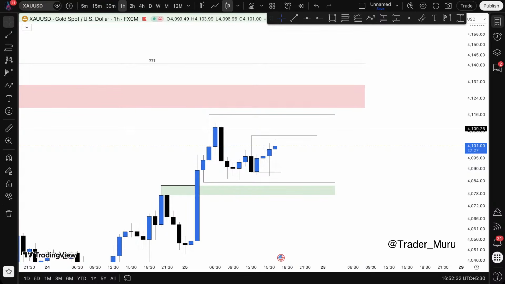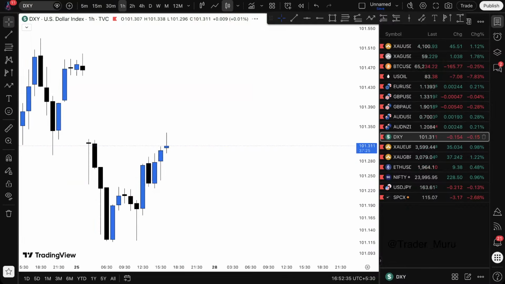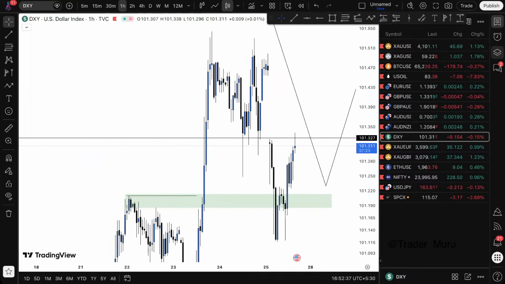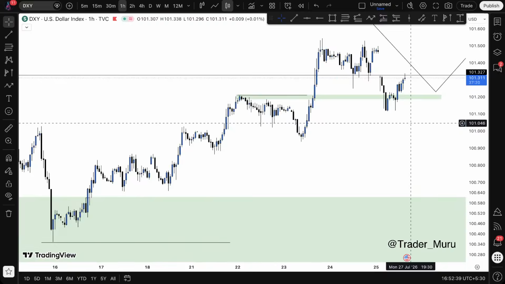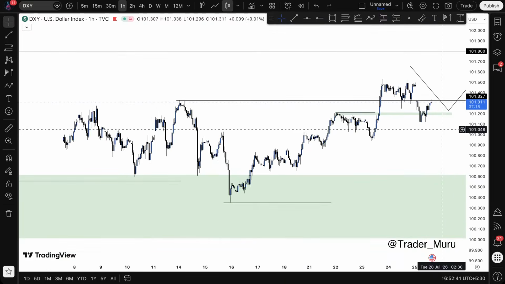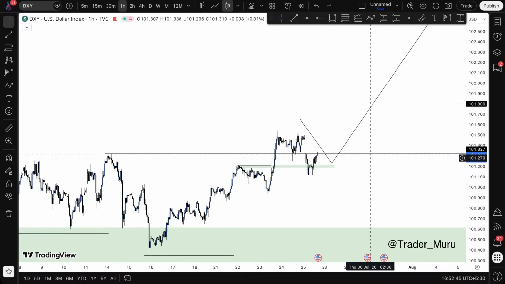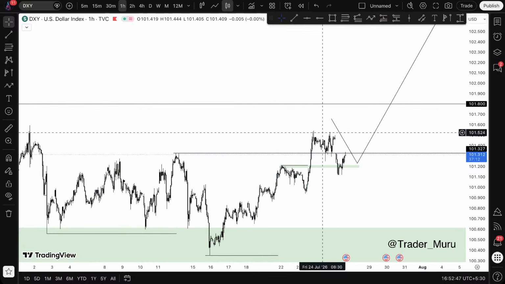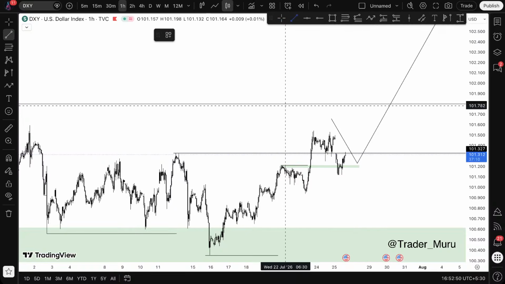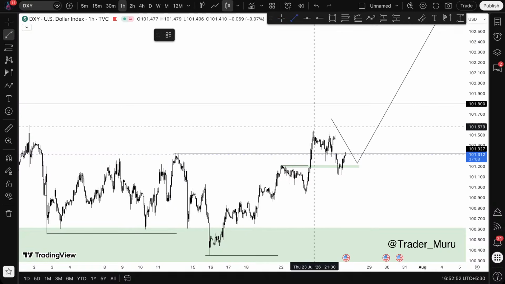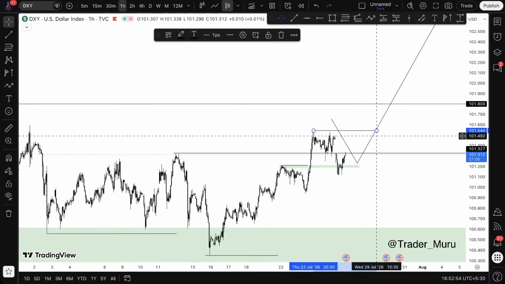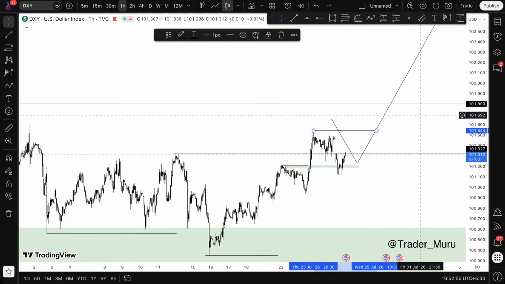DXY is still bullish. Previously we were expecting price to test this green zone and start pumping again, and we have this test. Now price should break above this high, retest it and pump again.